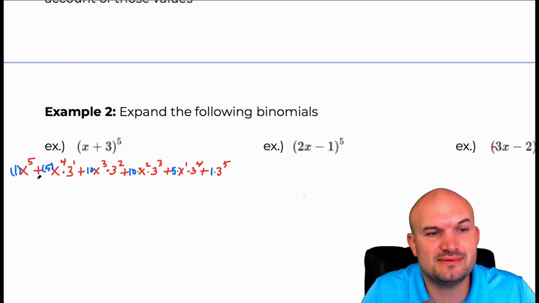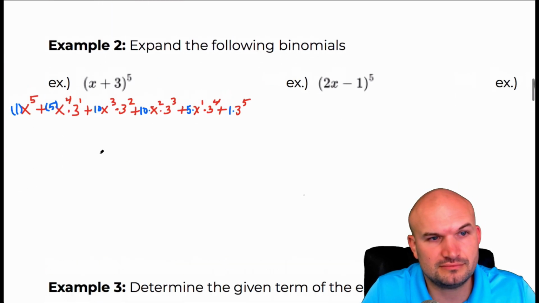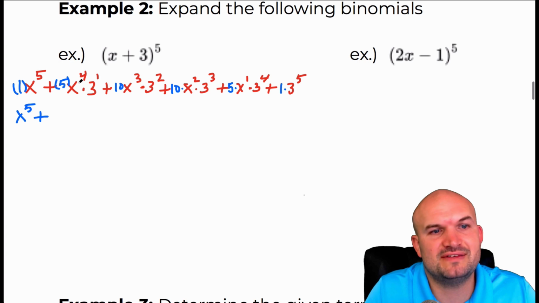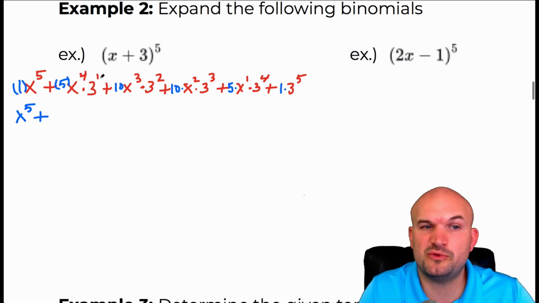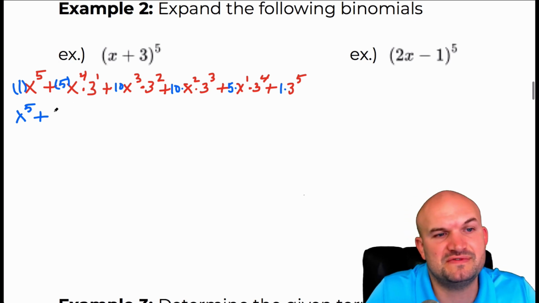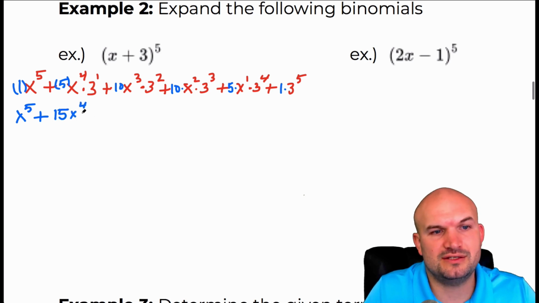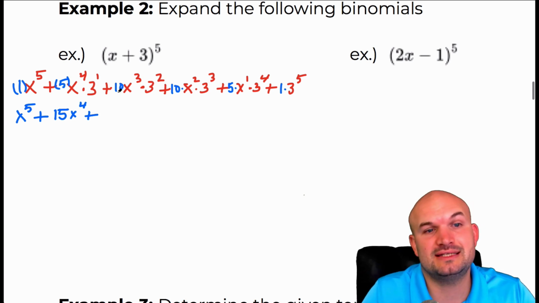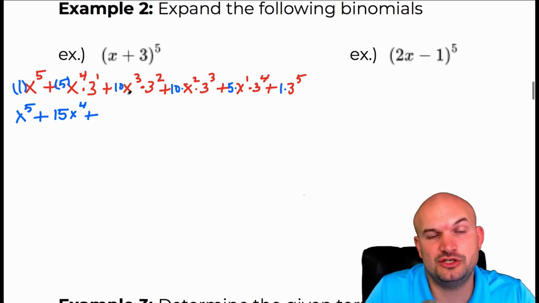So we have 1 times x to the fifth. Well, that's just going to give us x to the fifth. Plus 5 times x to the fourth times 3 to the first. 3 to the first is 3. 3 times 5 is 15 x to the fourth. And then we have 3 squared, which is 9. 9 times 10 is going to be 90 x cubed.